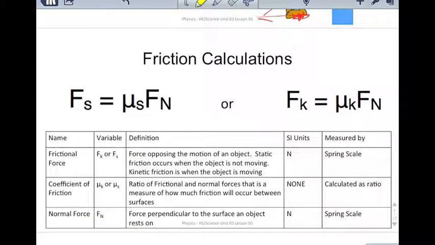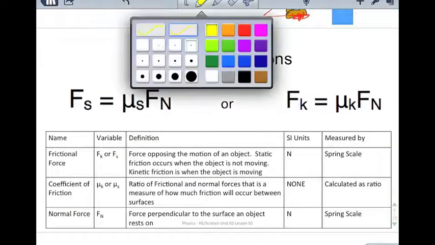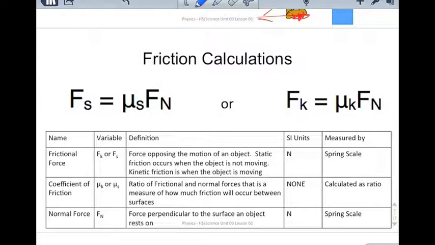Friction can be calculated using these two formulas. If you notice, these two formulas are the exact same. The only difference is the S and the K. One stands for static and one stands for kinetic. The formulas are absolutely the same other than that.